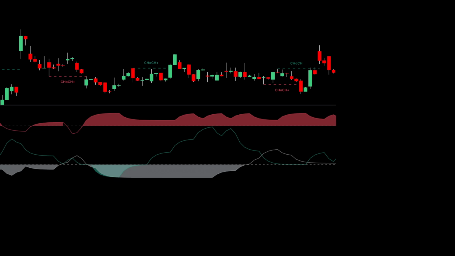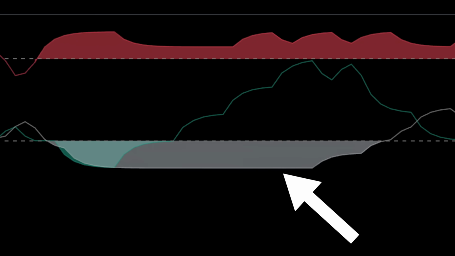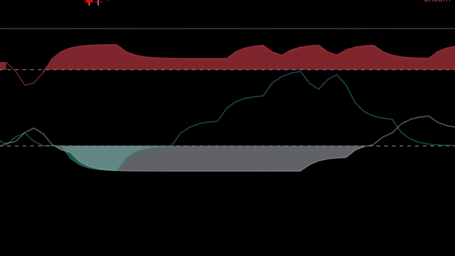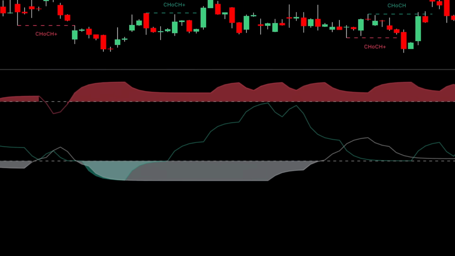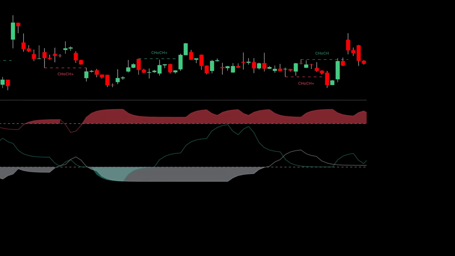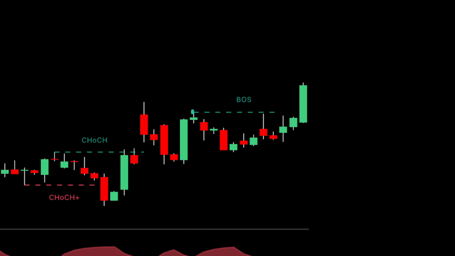On the Candle Breakout Oscillator, we're watching the silver sideways curve closely. Notice how it dips below the 20 level for an extended period. That typically signals compression or ranging price action. And when that happens, it often sets the stage for an explosive move once a breakout occurs. But instead of trading any breakout blindly, we want structure to confirm the shift. In this case, we can clearly see a break of structure happening just as price breaks out of the range.